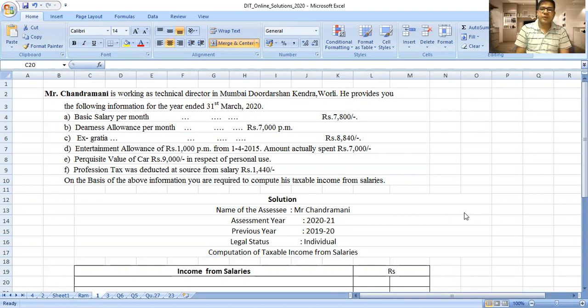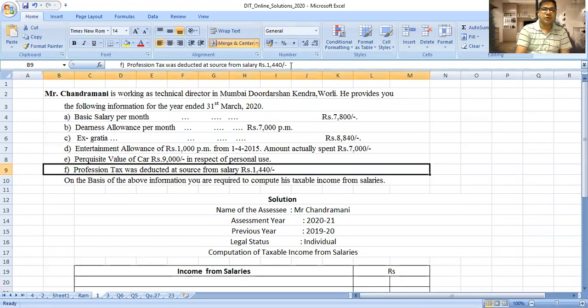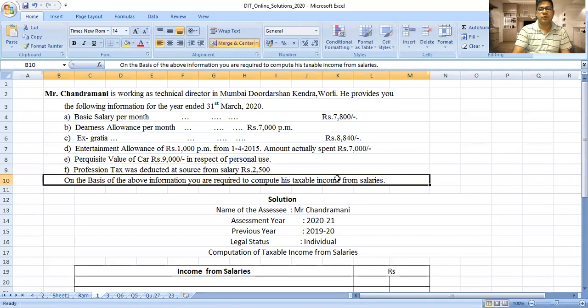Amount actually spent rupees 7,000. Perquisite value of car rupees 9,000 in respect of personal use. Professional tax was deducted at source from salary; professional tax we have to change now here. We have to write 2,500 because always we have to give a deduction of 2,500. On the basis of the above information, you are required to compute his taxable income from salaries.